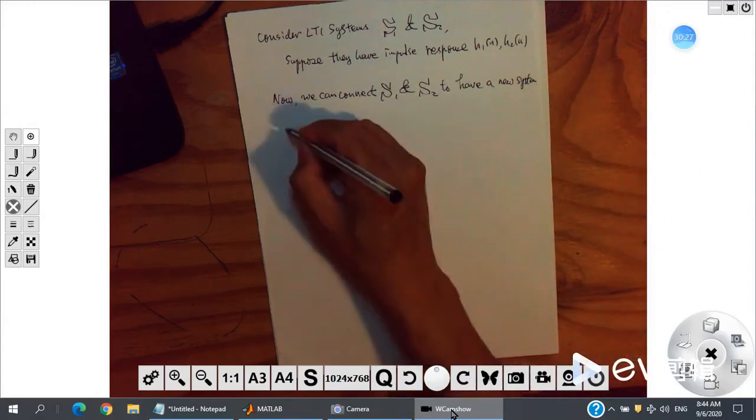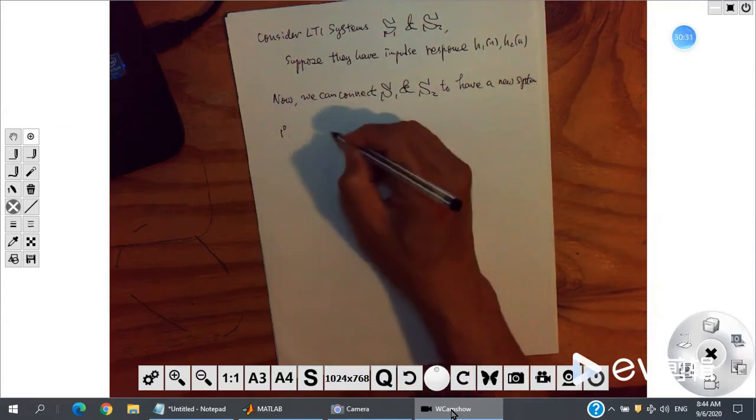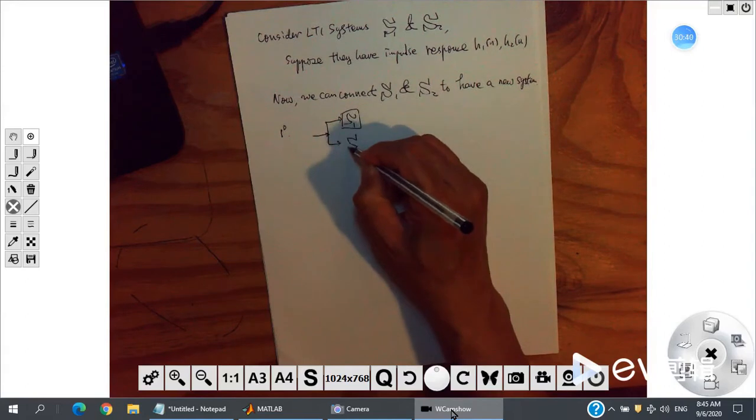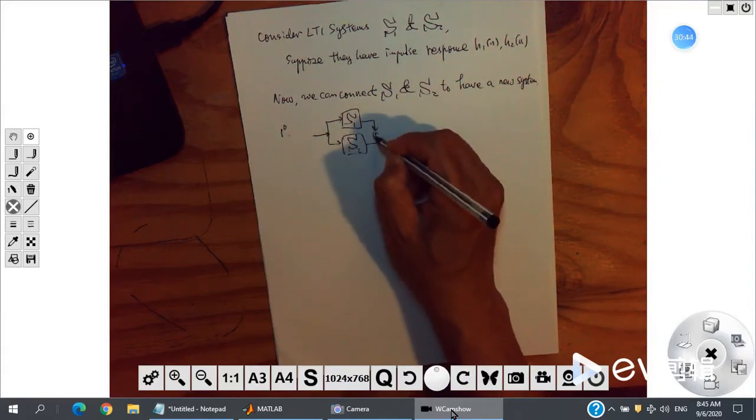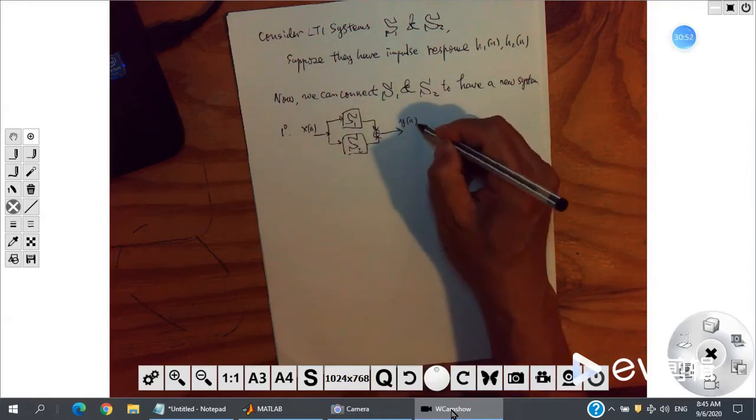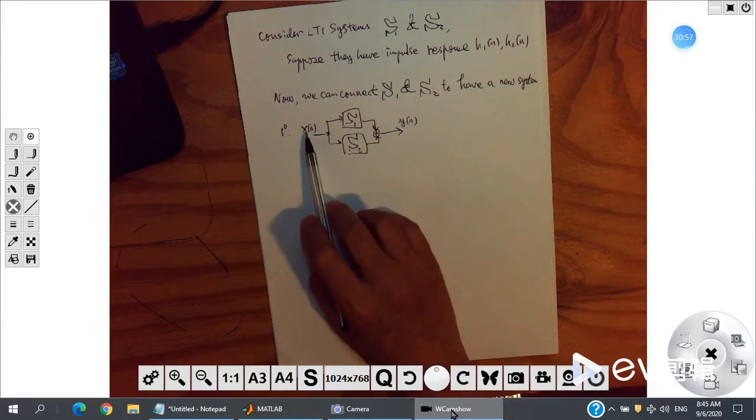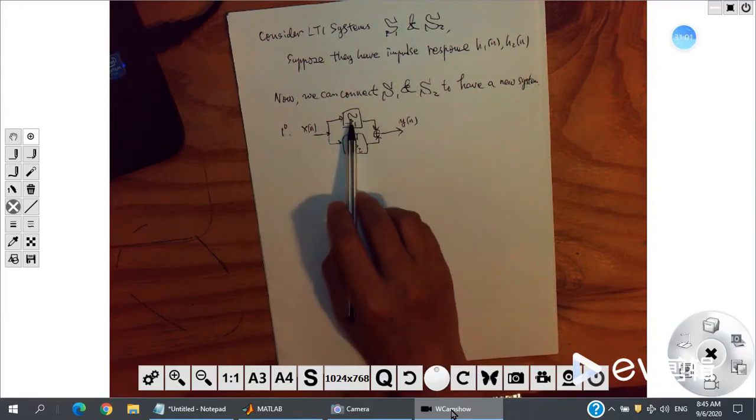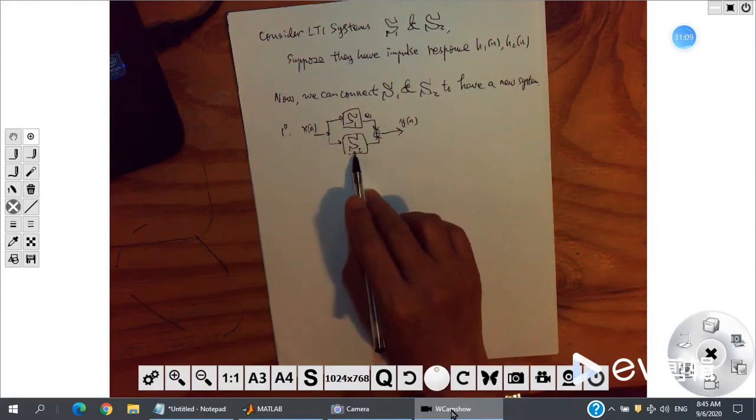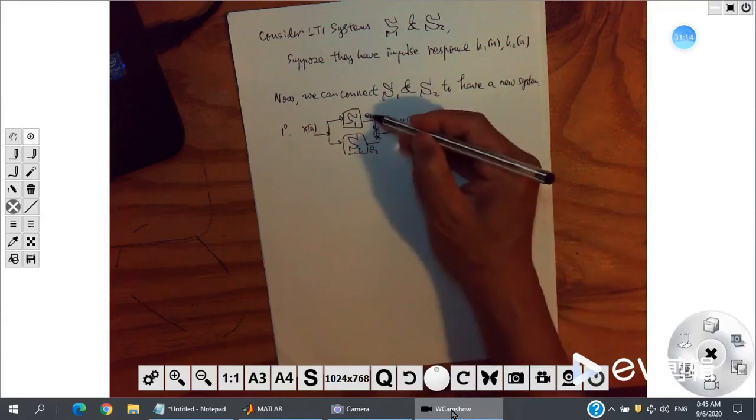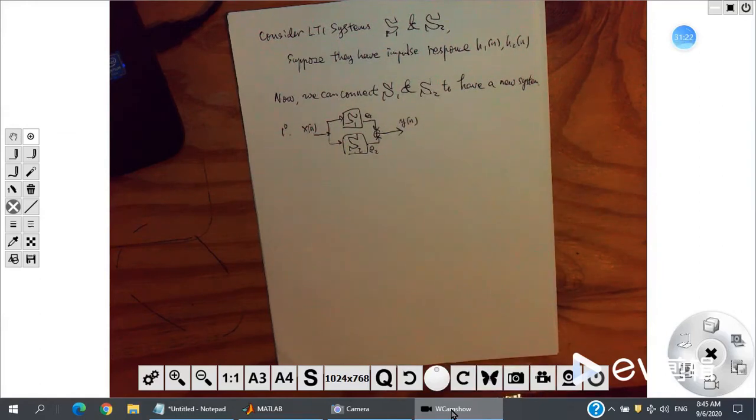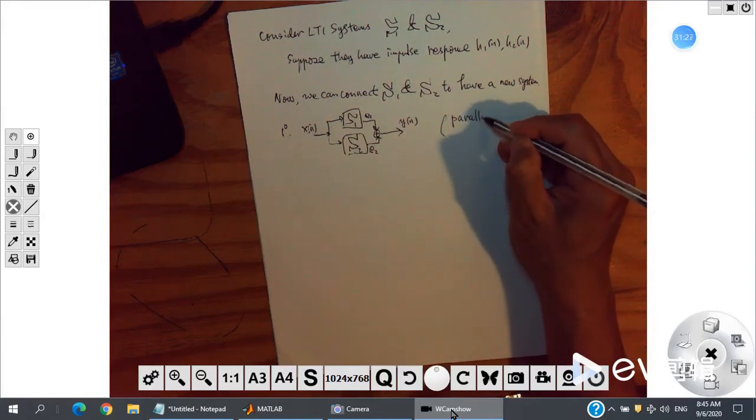New system. Now we have two ways to combine them. First way, I use S1, S2. We can combine this way. You have input X of N, output Y of N. So this system works like this. You use input X of N, go into S1, you have output, I say this is output E1. And the input goes to the second system S2, you get another output E2. Then E1 plus E2, here's the summation, gives us Y of N. This we call a parallel connection.